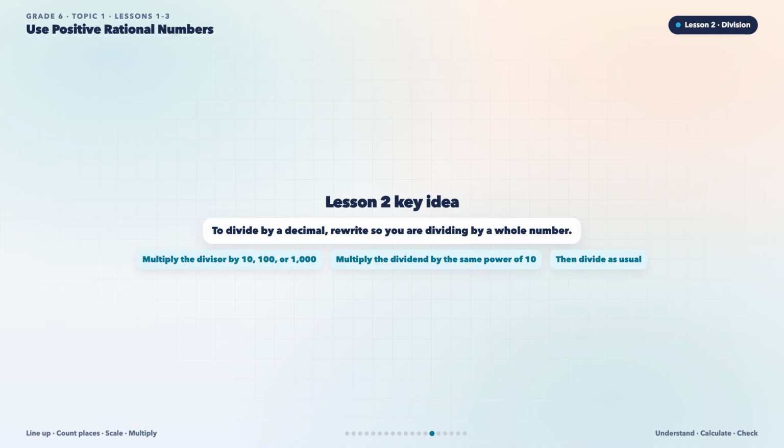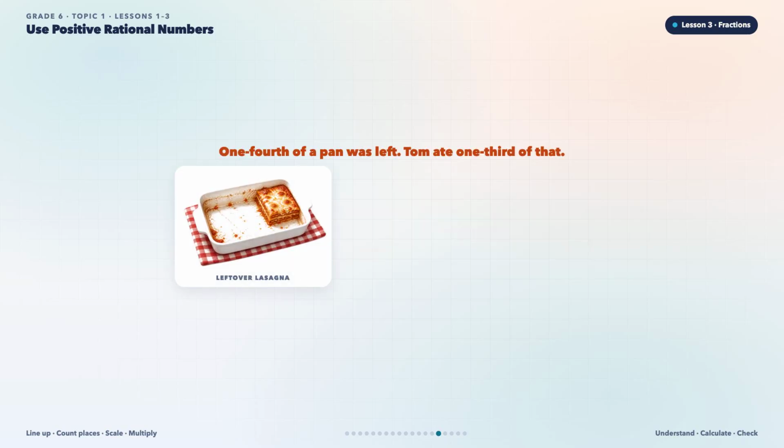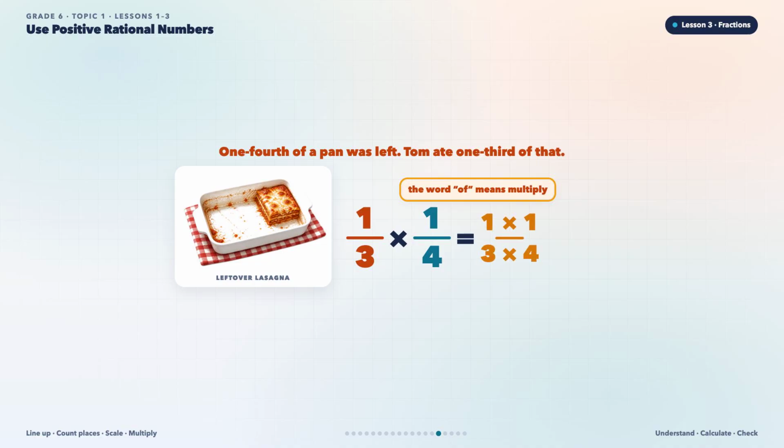There was 1/4 of a pan of lasagna left. Tom ate 1/3 of this amount. What fraction of a whole pan did Tom eat? The word of means multiply. So this is 1/3 times 1/4. Multiply the numerators. 1 times 1 is 1. Multiply the denominators. 3 times 4 is 12. Tom ate 1/12 of a whole pan.